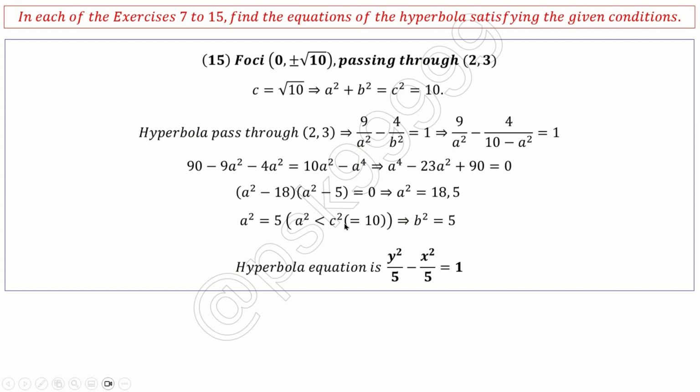Since a square is less than c square, correct? This is important. We have to take a square should be less than c square, right? c is square root of 10. If I take a square as 18, then c square is 10. This is not a valid solution, correct? So the valid solution is only a square equal to 5. Then from that I can derive b square equal to also 5. So the hyperbola equation is y square by 5 minus x square by 5 equal to 1. This is my hyperbola equation.